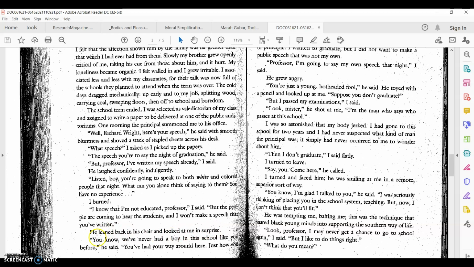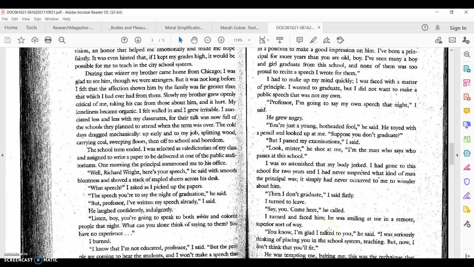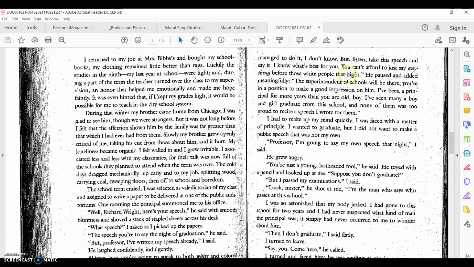You know, we've never had a boy in the school just like you before. You've had your way around here. Just how you managed to do it, I don't know. But listen, take this speech and say it. I know it's best for you. You can't afford to just say anything before those white people that night. He paused and added meaningfully, the superintendent of schools will be there. You're in a position to make a good impression on him.